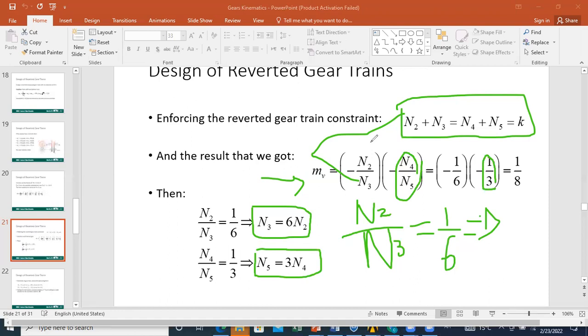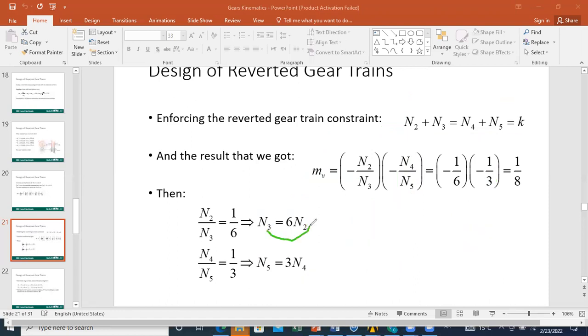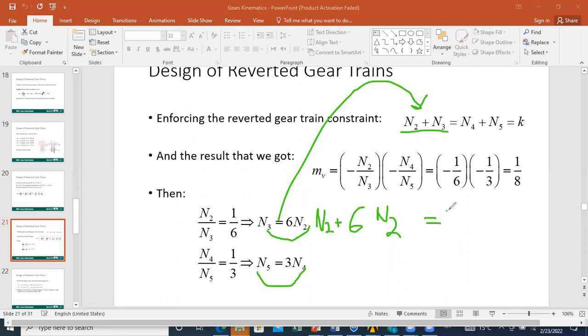Now, once I related n3 to n2 and n5 to n4, I can go back and replace in the constraint equation. Let me replace n3 by 6 n2 in this relation. I get n2 plus 6 n2 equals k, so 7 n2 equals k. This is the result of the first replacement.